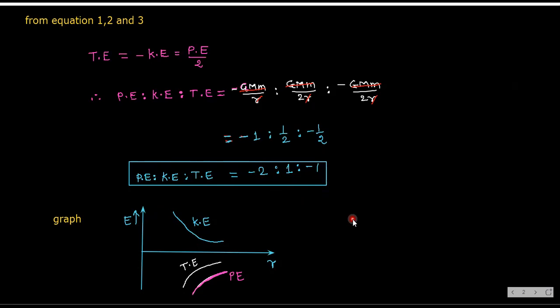Okay. So next, suppose we plot a graph of energy versus distance. We are plotting energy versus distance from the center of the planet. Then as you increase the distance, kinetic energy will decrease. Obviously, as you go up and up, velocity decreases. That's why kinetic energy decreases.